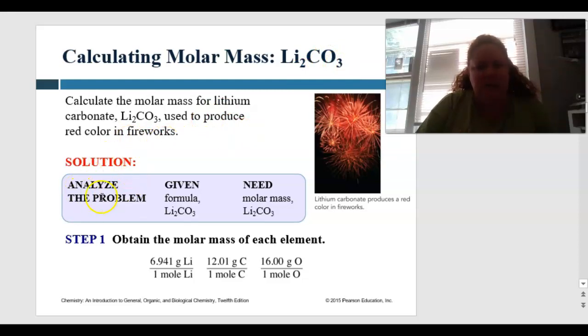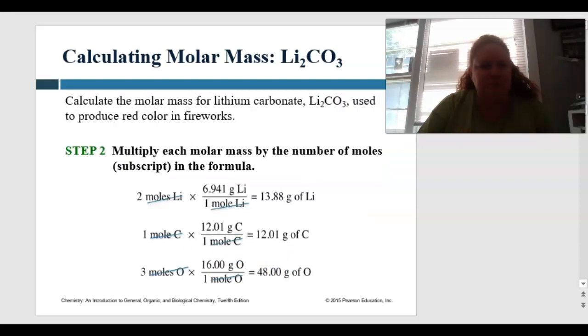So what are we going to do? Let's analyze the problem. Given the formula, we need the molar mass. Let's break it down. We need to obtain the molar mass for each element. For lithium, it's 6.941 grams per mole. For carbon, it's 12.01 grams per mole. And for oxygen, it's 16 grams per mole.